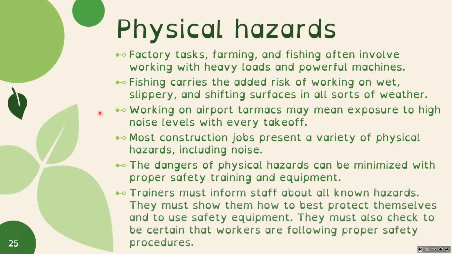Again, training is super, super important. Equipment is super important. We can deal with these things, but we just need to have proper training and safety equipment. Trainers must inform staff about all known hazards. They must show them how to best protect themselves or to use safety equipment. They must also check to be certain that workers are following proper safety procedures. So it's partially the responsibility of the employer to make sure that you are trained as a worker to be safe.